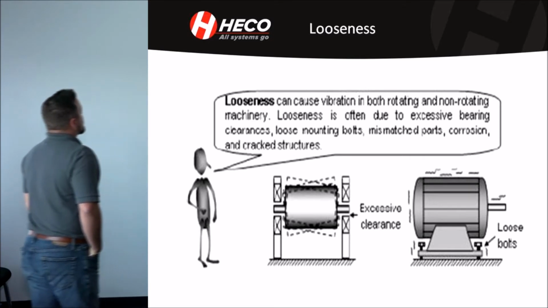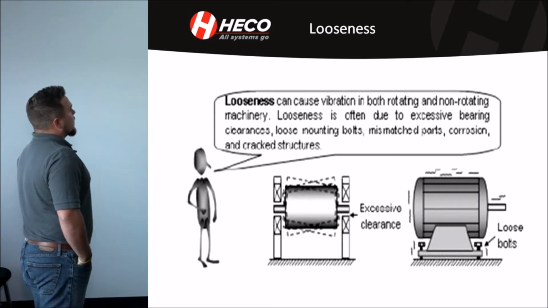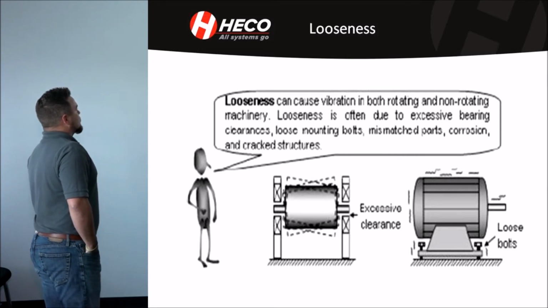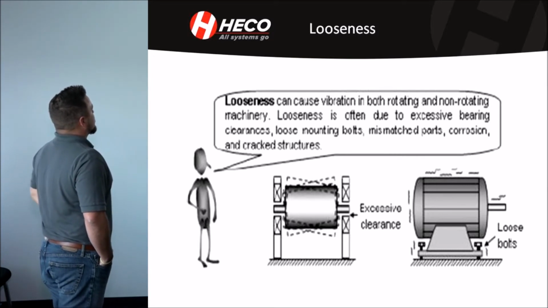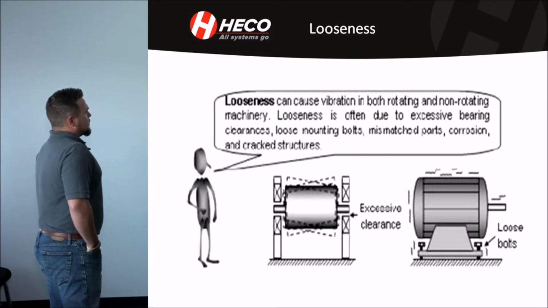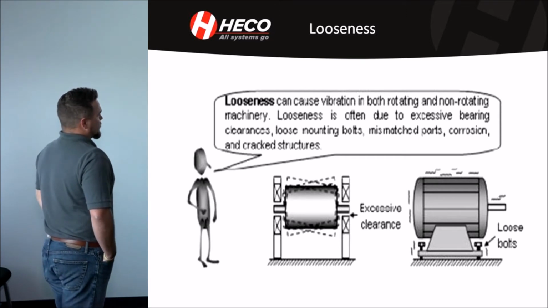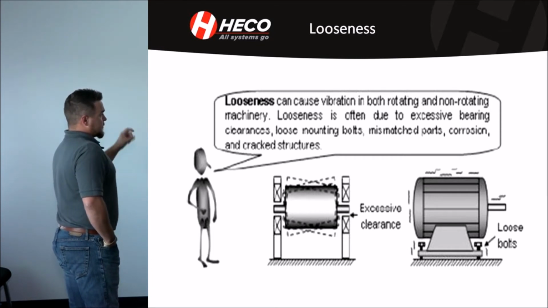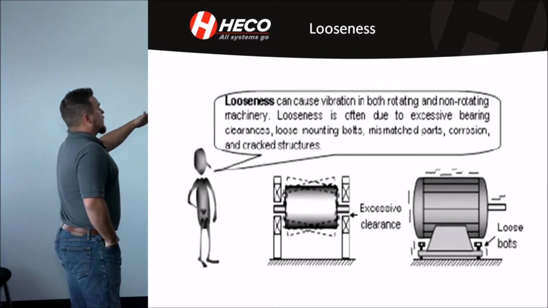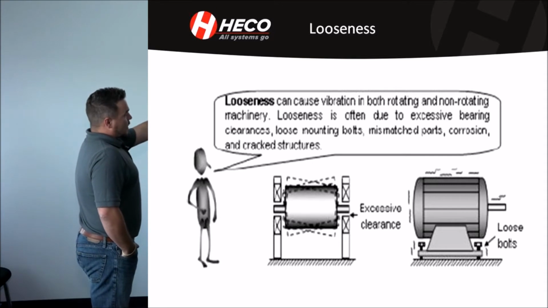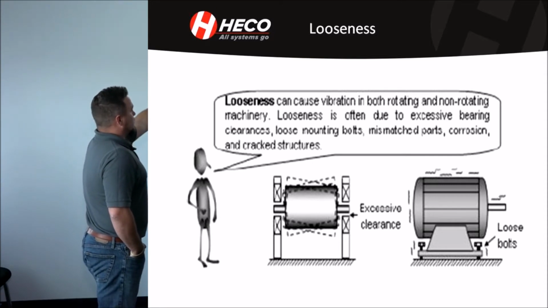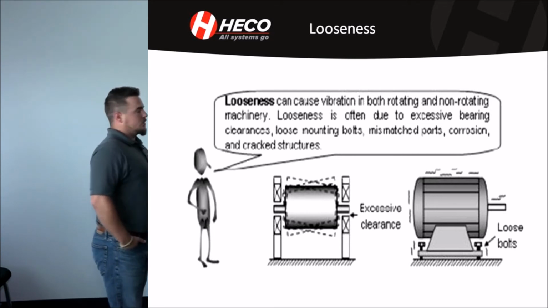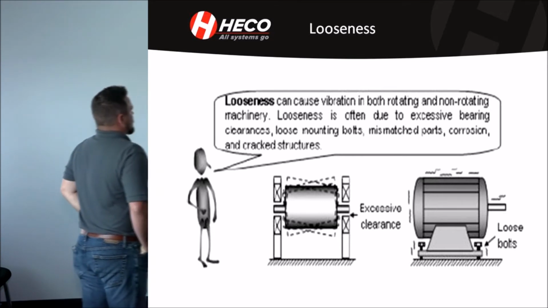All right, looseness. Looseness can cause vibration in both rotating and non-rotating machinery. Looseness is often due to excessive bearing clearances, loose mounting bolts, mismatched parts, corrosion, and cracked structures. On the left, you have an example of excessive clearance inside of a bearing. You can see the rotor rocking back and forth. On the right, this would be internal, and this would be external. You've got a loose bolt, structural looseness. Tighten up the bolt, and you should correct the problem.